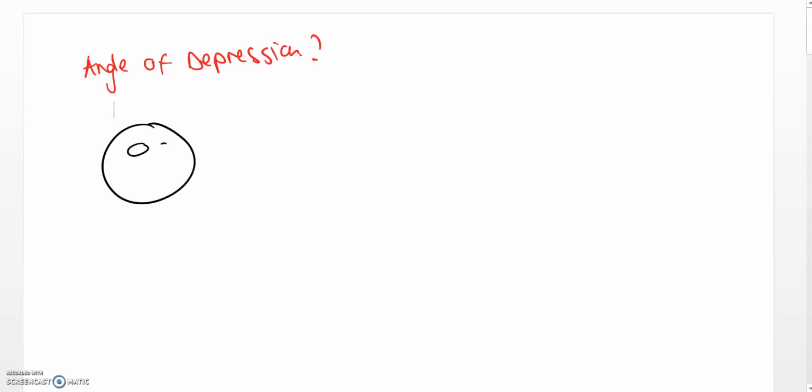Today we're going to be looking at the angle of depression, what it is and what it's used for. First off, the angle of depression is when we're looking out horizontally. Remember, this is called our line of sight. The angle of depression is how far down we've tilted our head to look down at something.